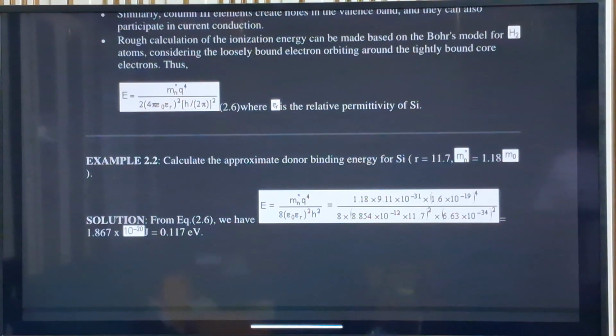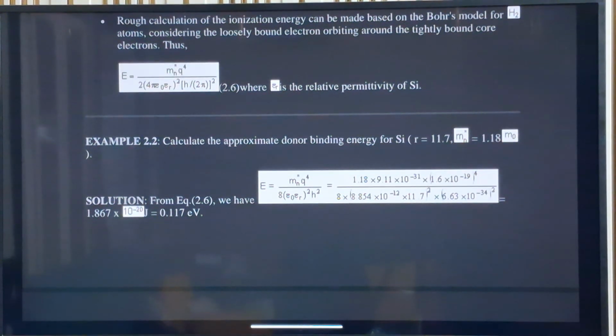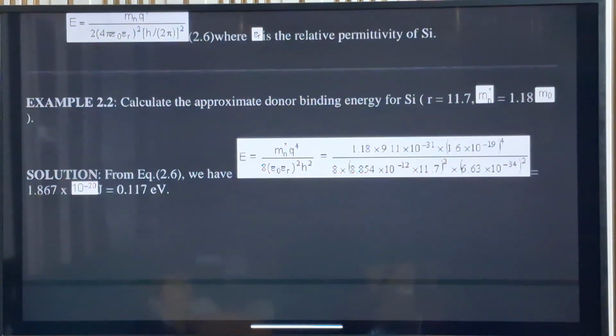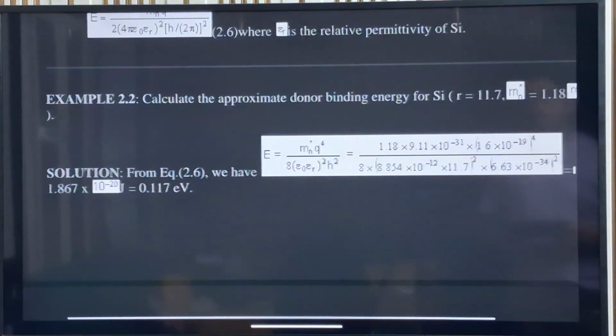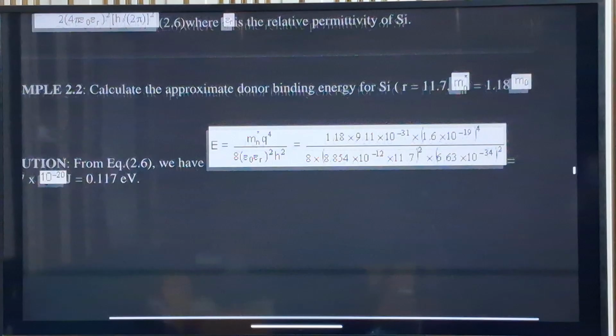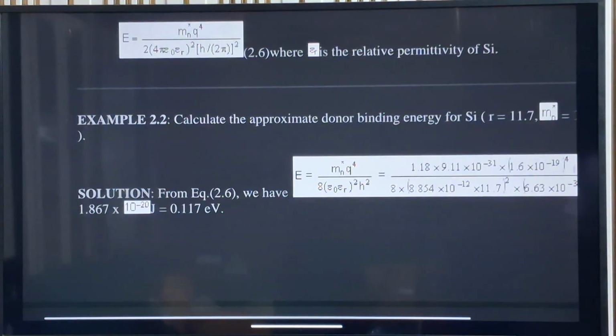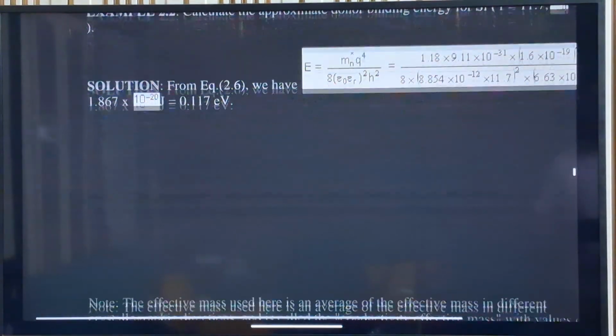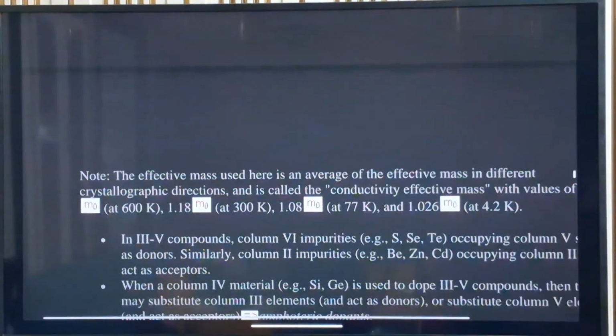Now, something to be noted here is that questions may not ask ionization energy directly. They might use terms like donor binding energy. Once again, we have learned what donor levels and acceptor levels are, so they should make sense. However, questions will often try to trick you. Questions like this may come that calculate the approximate donor binding energy for silicon, and they have given all the values. You need to remember the formula. It's a very easy numerical, you just have to replace the values.